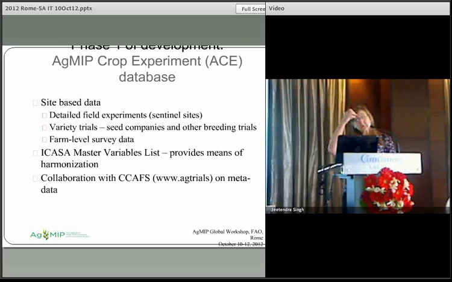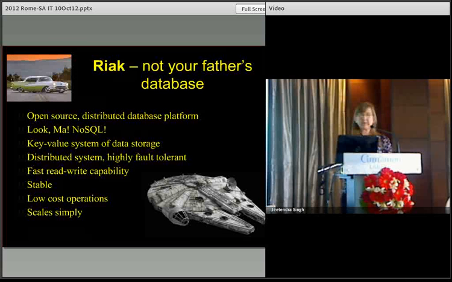We have also been collaborating with the Ag Trials folks, which is a CCAS initiative. This is a website that is maintained at CIAT in Columbia, and so we have harmonized our metadata with that, and eventually we hope to have data translators that we can go back and forth between the Ag Trials system and our own.